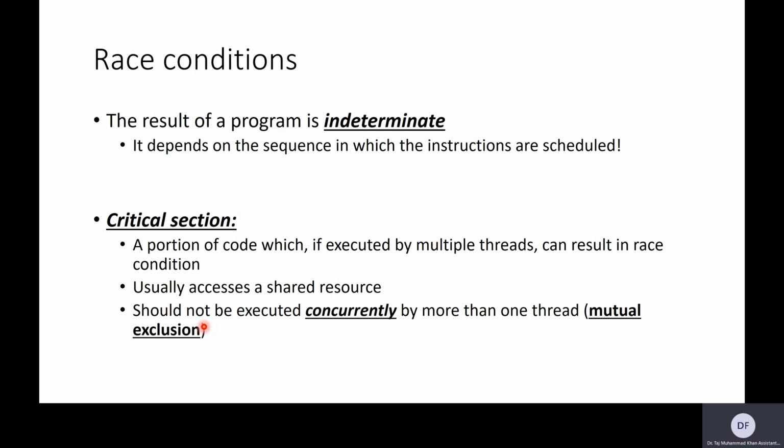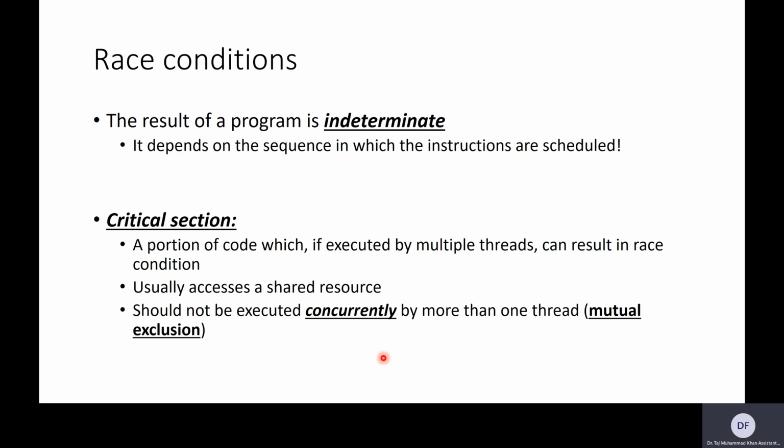To avoid indeterminate behavior in our program and ensure determinate behavior, we should make sure that critical sections of our program are not executed concurrently. By concurrently I mean in parallel, which could be on a single core processor or on a multi-core processor. At any given instance, only one thread should be executing the code in the critical section.